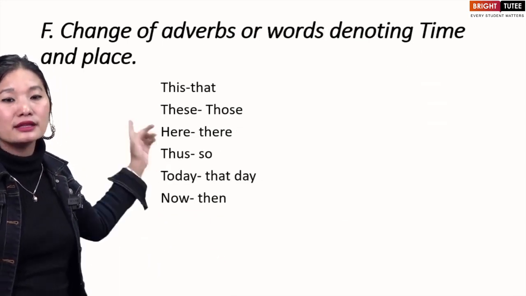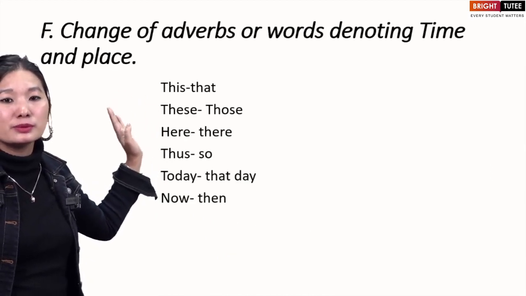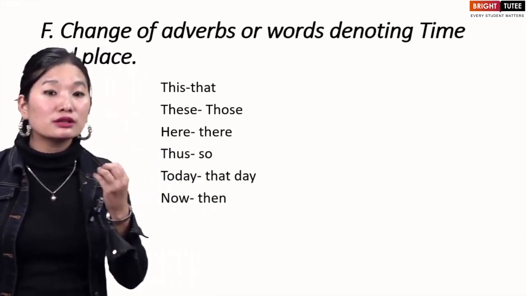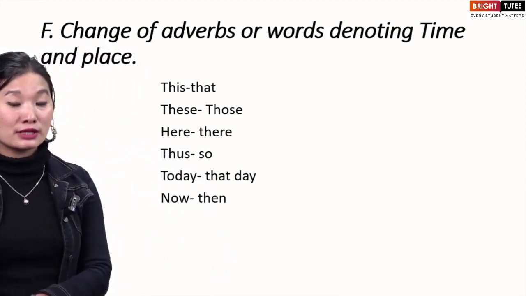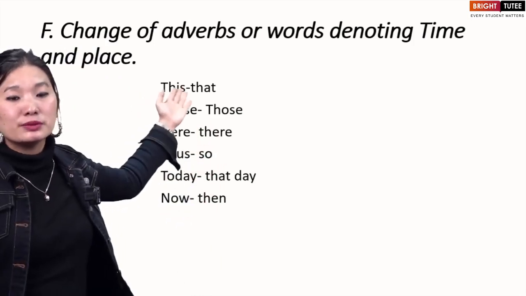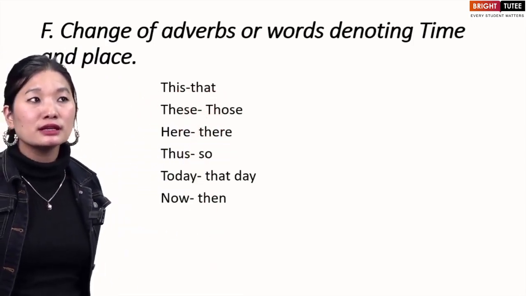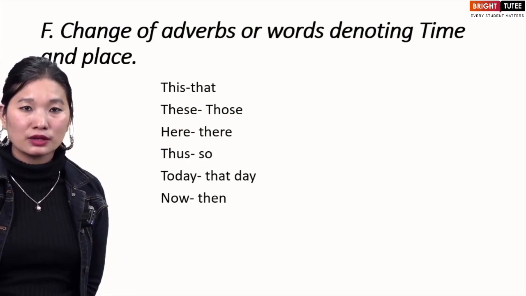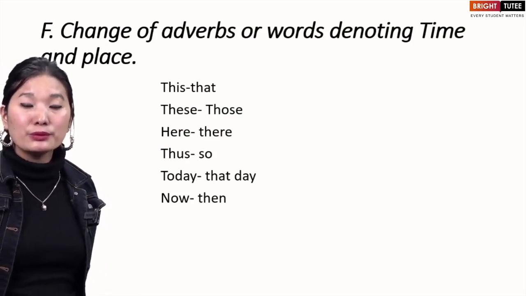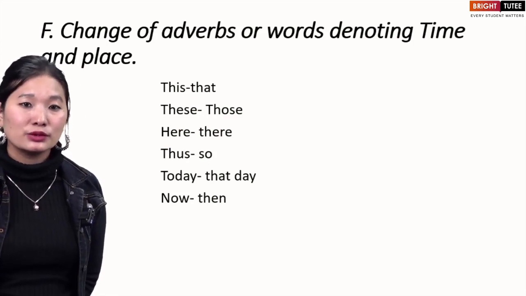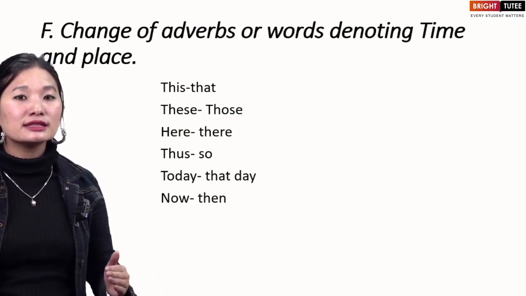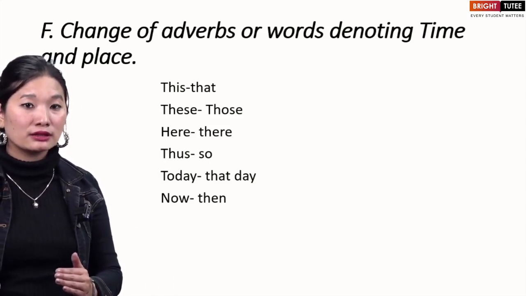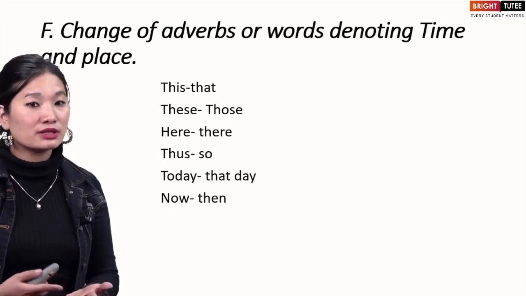Alright? And then the next point, change of adverbs or words denoting time. There are so many examples in our book, but I do not want to confuse you with so many things. I've just given you some examples. For example, this will be changed to that. If I give you a sentence, the teacher said we will have a class test this morning, okay? You can change it into: the teacher said that we would have a class test that morning. Or this day or today can be changed to that day.